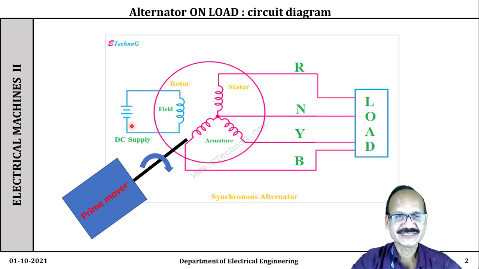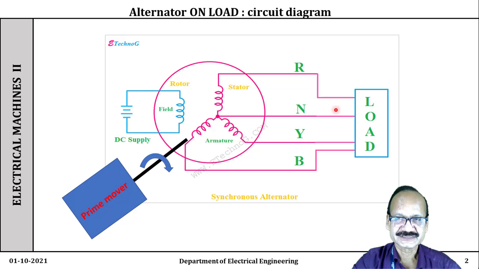Now when the excitation is increased, it will develop the voltage, and we go on increasing the excitation till we get the rated voltage. Now connect the load to the three terminals of the alternator. The fourth terminal, neutral, may or may not be available, and the load may be three-phase star connected or delta connected. Once the load is connected, the alternator starts delivering the current.